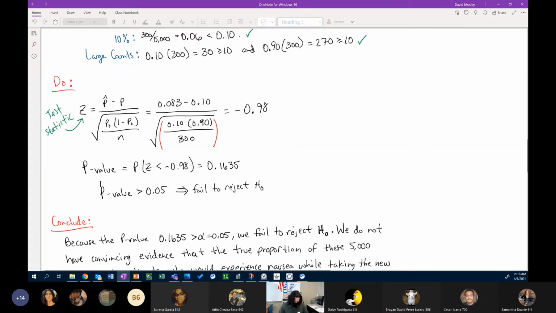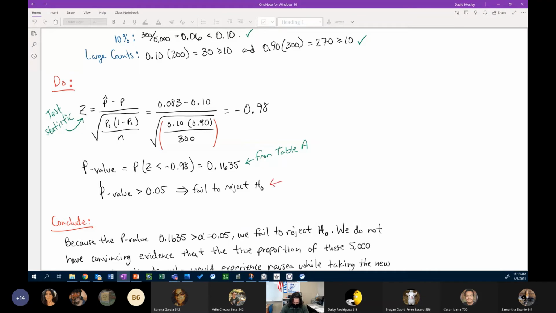Then this is our p-value here. And this is the other part of the calculation steps: calculate the test statistic, find the p-value. Our p-value is equal to the probability of z being less than negative 0.98, which is approximately 0.1635. This is from table A. Our p-value is greater than 0.05, so therefore we fail to reject the null hypothesis.